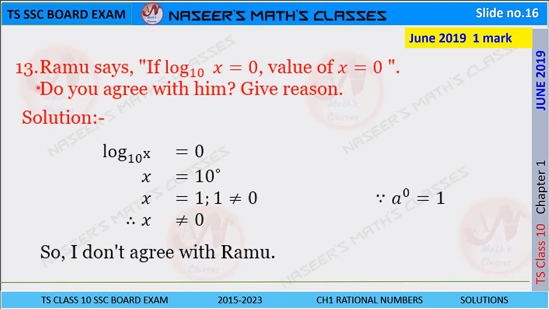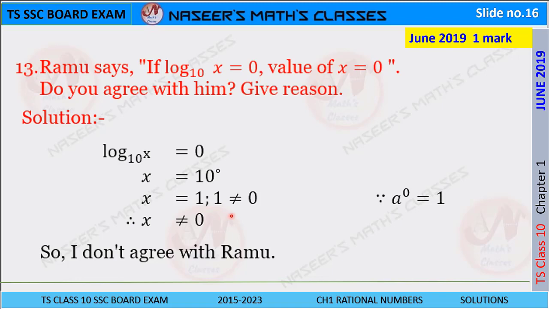Now we are going to solve the 13th problem. Ramu says if log x base 10 is equal to 0, then the value of x is equal to 0. Do you agree with him? Give reason. To solve this, first of all, write the given data, that is log x base 10 is equal to 0. By removing log, we can write it as x is equal to 10 to the power of 0. We already know 10 to the power of 0 is equal to 1, since a power 0 is equal to 1. Here we get x is equal to 1.